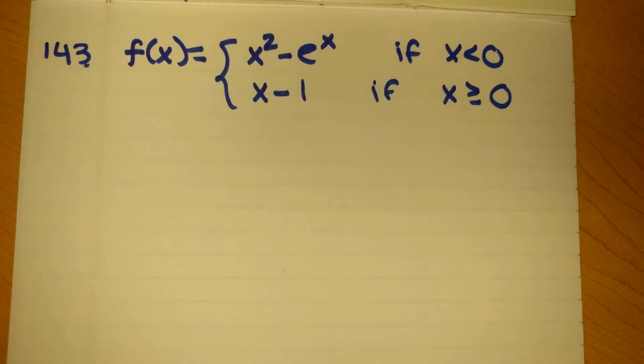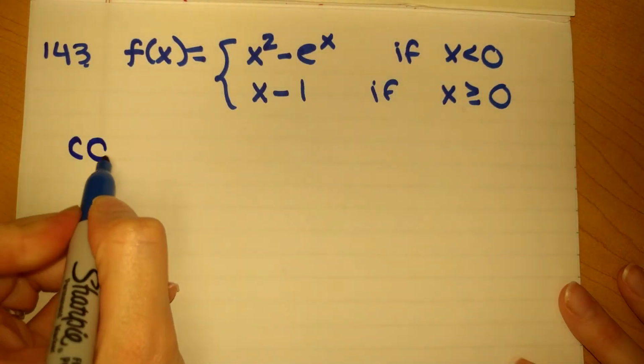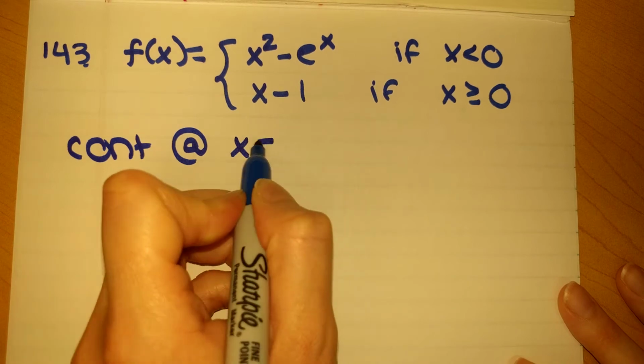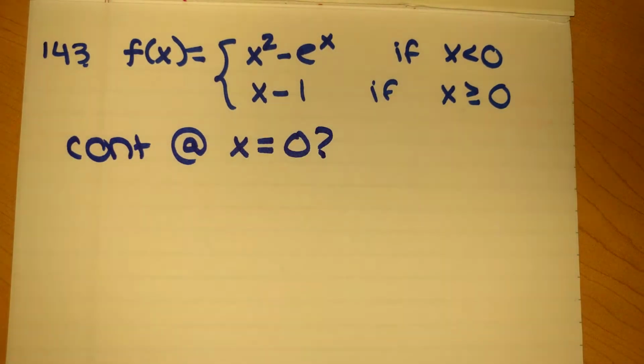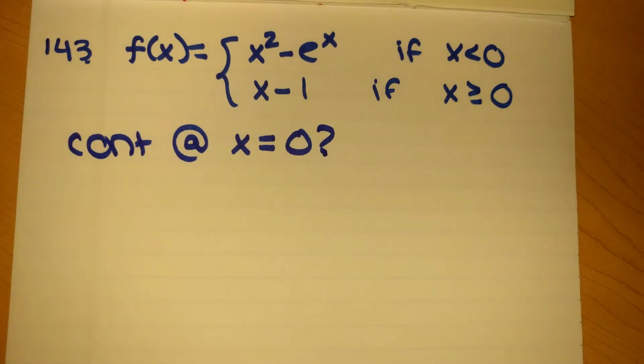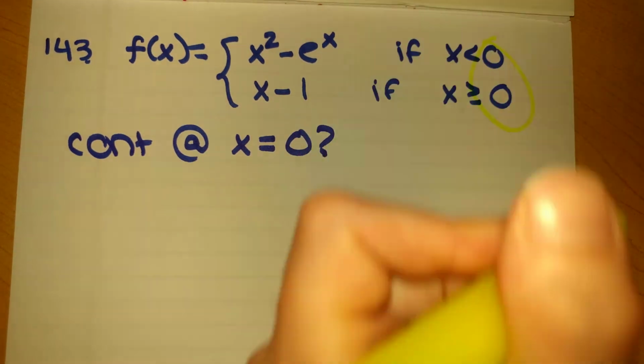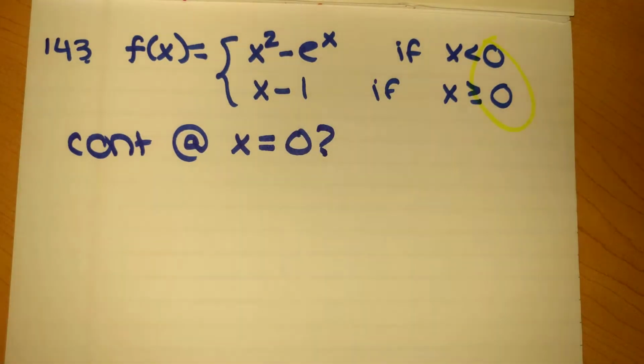So we're asked to figure out if this function is continuous at x equals 0. And that totally makes sense that that would be the point we would be after, because x equals 0 is our split point in the graph. So there's a big question of, is it going to be continuous at that value?